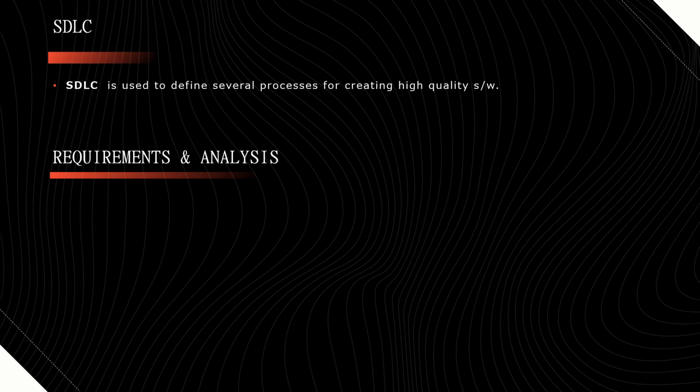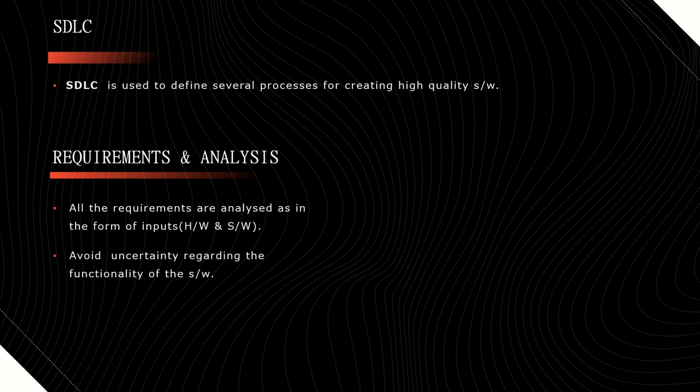Requirements and analysis. All the requirements are analyzed in the form of inputs. To develop a software, first of all, we should gather all the information from the user for the particular project or an application. Here we require the inputs like hardware and software to develop the project. Hardware in the sense computers, processing RAM, graphics input, etc. Software in the sense operating system, C, CPP, Java, etc. Finally, the analysis can be done in such a way to avoid uncertainty or any doubts regarding the functionality of the software.